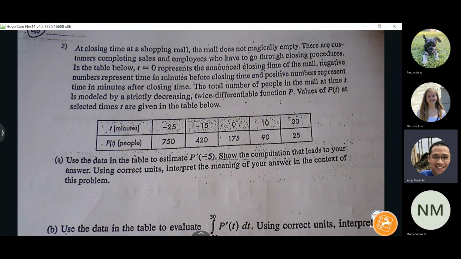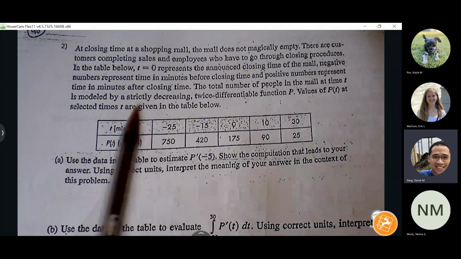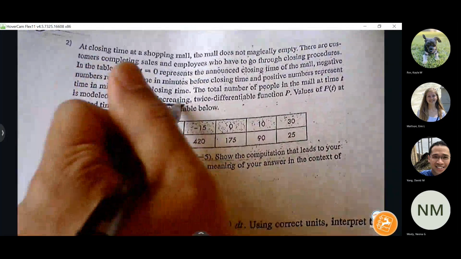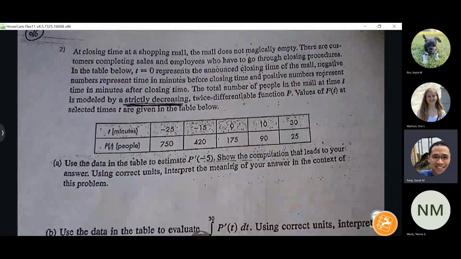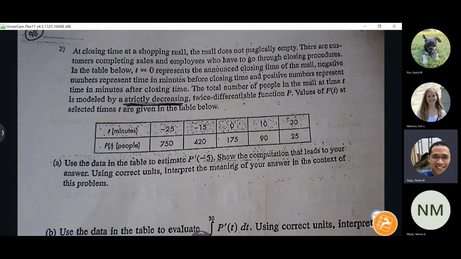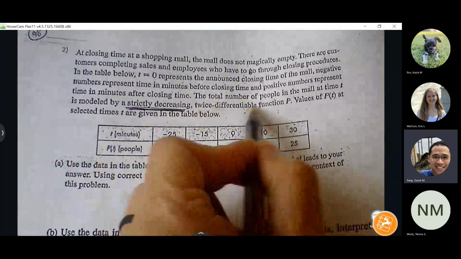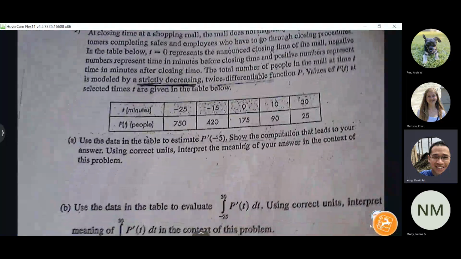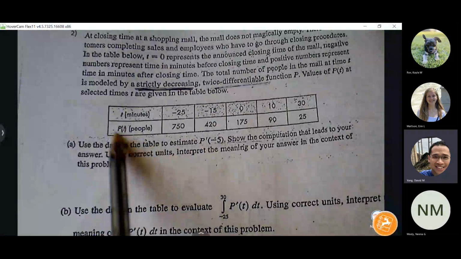The total number of people in the mall at time t is modeled by a strictly decreasing function P. So this number of people is always decreasing. Once someone leaves the mall, they're not coming back in, right? So it's strictly decreasing, twice differentiable, a smooth curve. Values of P of t are as the times are given. So there's not a rate, it's just the number of people.